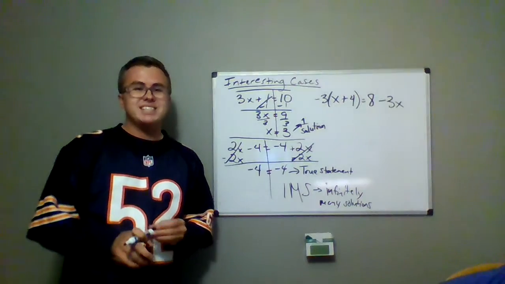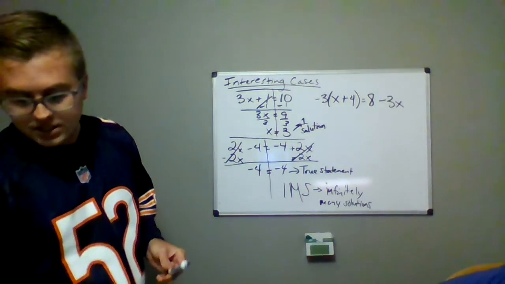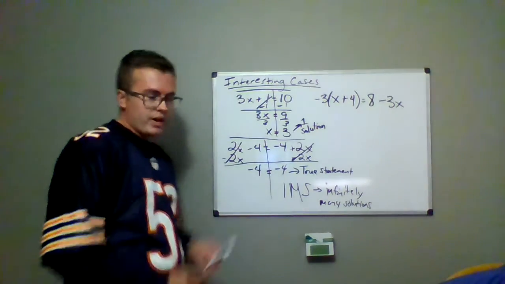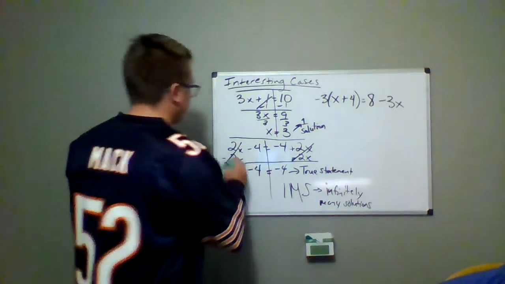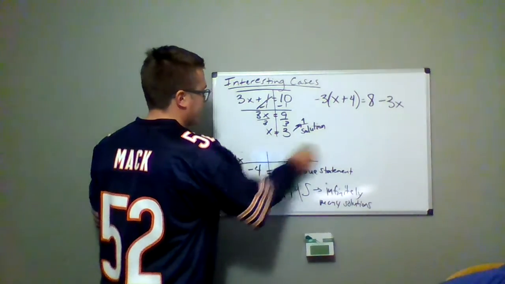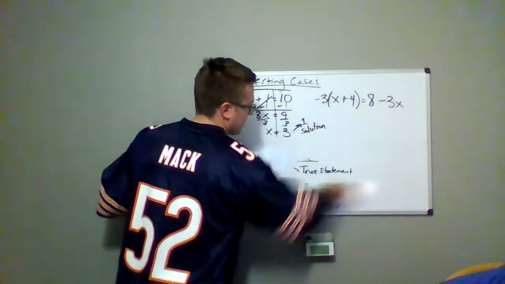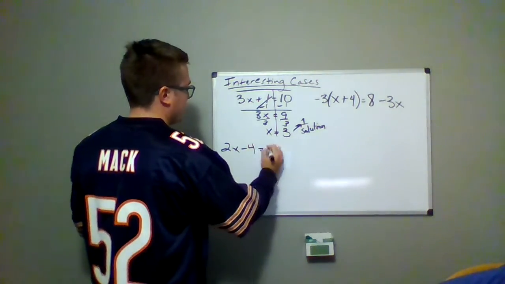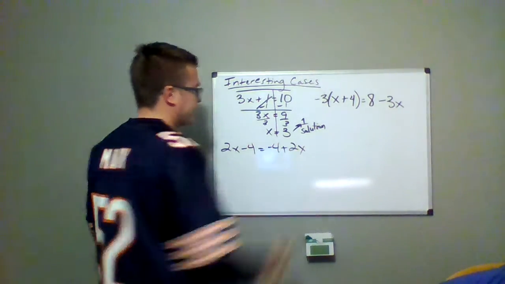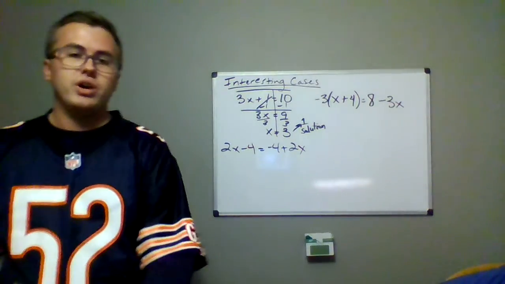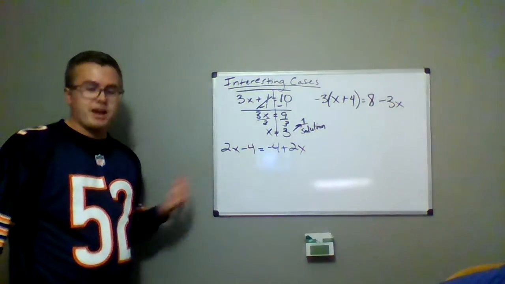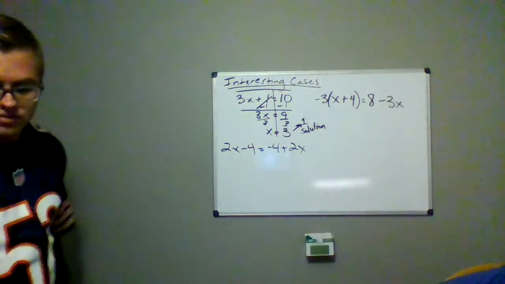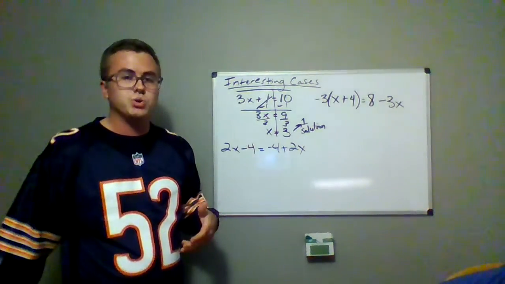And the reason why we say it's infinitely many solutions is because if we look back at that original problem, if I erase what I've got going on here, I'm going to rewrite it so that way you can see it. 2x minus 4 equals -4 plus 2x. Whatever number that I put in for x, I'm going to have to do the same thing on both sides. So whatever number I put in for x, you're going to get a true statement.